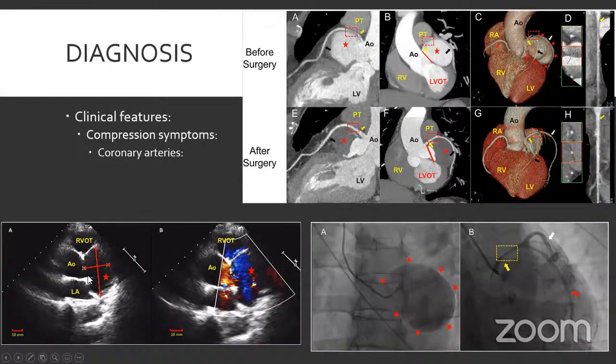Sorry, not dilated, but sinus of Valsalva aneurysm. On CT, it was found that this aneurysm is compressing the LAD. So after surgery, what they did was excision of this sinus of Valsalva aneurysm and patch repair. You can see in this cath image the sinus of Valsalva aneurysm that is compressing the left main.